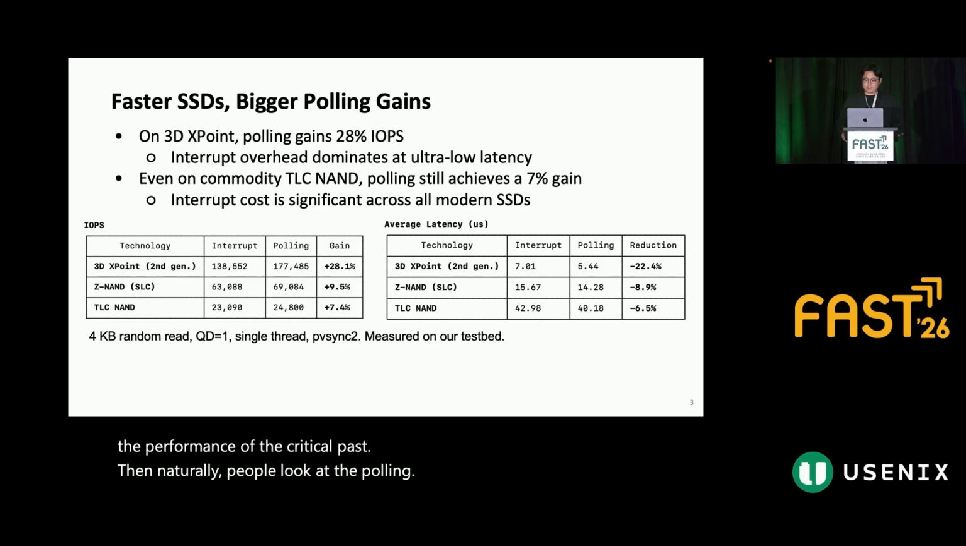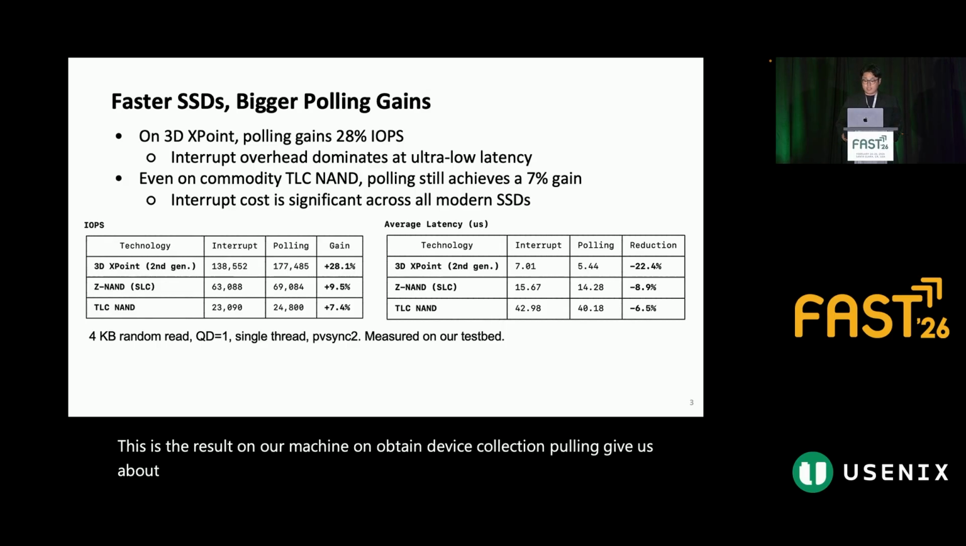Here's a simple story with polling. This is the result on our machine. On an Optane device, classic polling gives us about a 28% IOPS bump over interrupts. Even on the TLC, it's still around 7%.